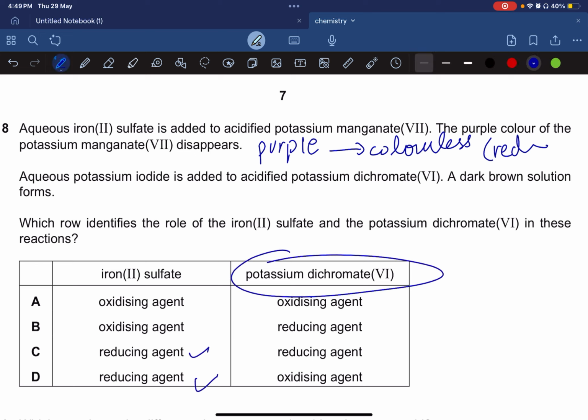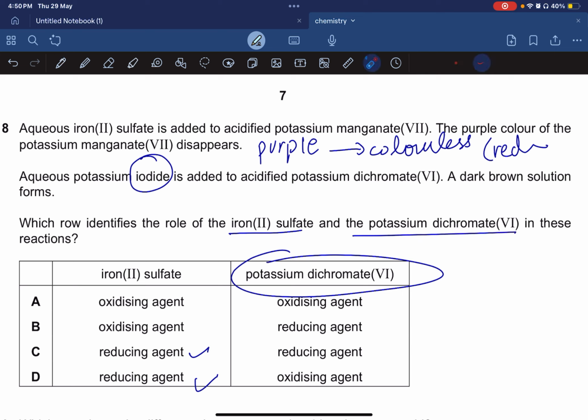And potassium dichromate. Okay, we had potassium dichromate. I guess that's another thing. Let's read on. Aqueous potassium iodide is added to acidified potassium dichromate. A dark brown solution forms. Okay, why does this dark brown solution form? Because iodine is released from potassium iodide. Okay, which row identifies the role of iron 2 sulfate and potassium dichromate in these reactions?